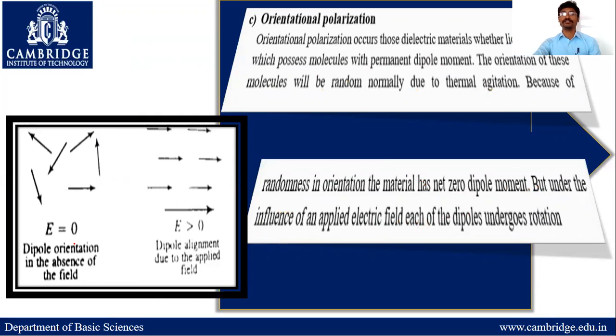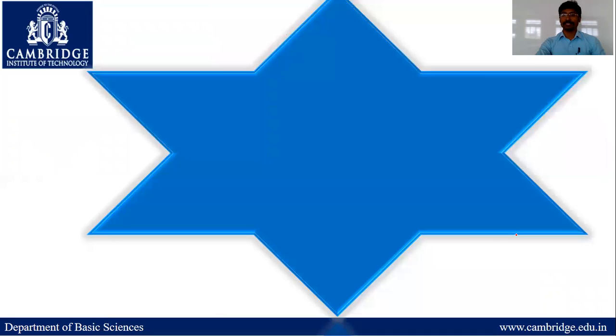See here, in the absence of electric field, the movement of molecules or ions is in random directions. It is in different directions. Orientation means moving in one particular direction. Now, in the presence of external electric field, all the molecules move in one particular direction. This is called orientational polarization.